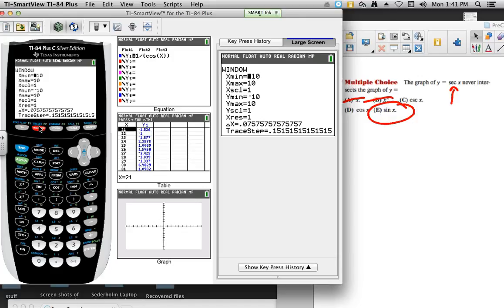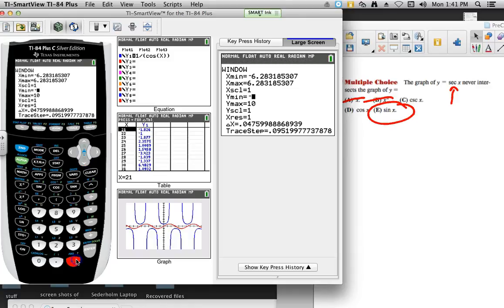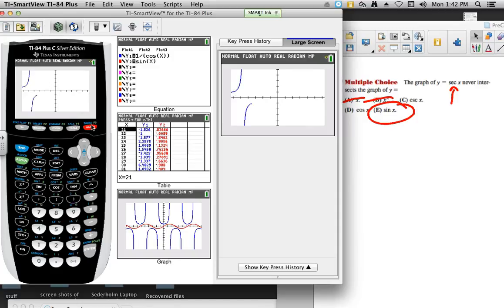So my x is here. Let's see, maybe we'll go from -2 pi to +2 pi. And because we do want to see some of that secant, we can't just go to 1 and -1, maybe -5 to 5. Let's see what we get. So pretty obviously, those are our little parabolas there from secant. And there is sine. And you can see they are not going to hit each other.